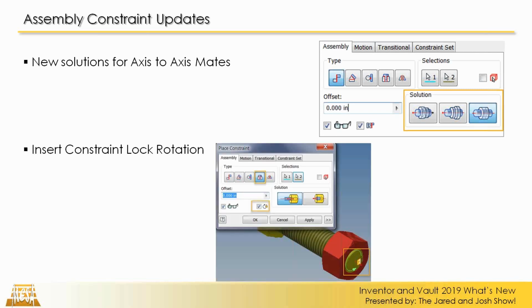And the other one that we have is the insert constraint. It has a lock rotation option. So we can eliminate the need for an angle constraint later by using the lock rotation and getting those things fully locked down.